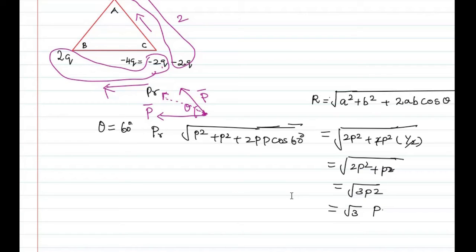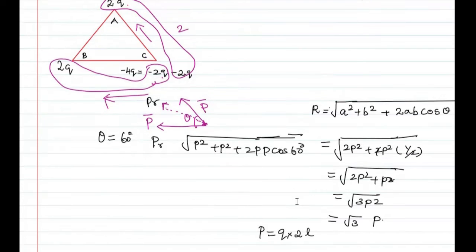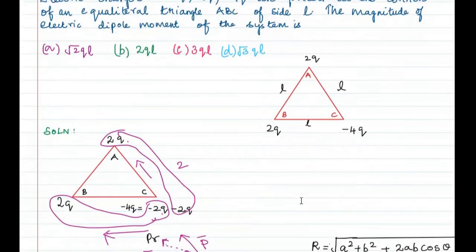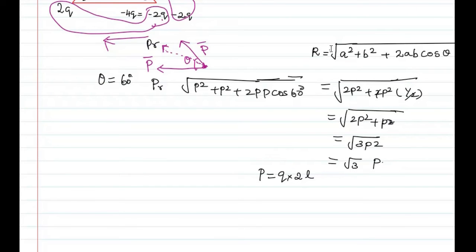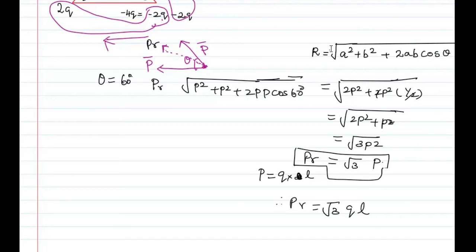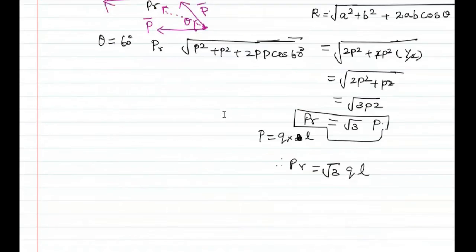We know that p is equal to q into the distance, and here the distance between the charges is given as L. So this is your PR, the resultant dipole moment vector. Substituting p equal to Q into L, the resultant PR will be root 3 QL. So root 3 QL is option D.